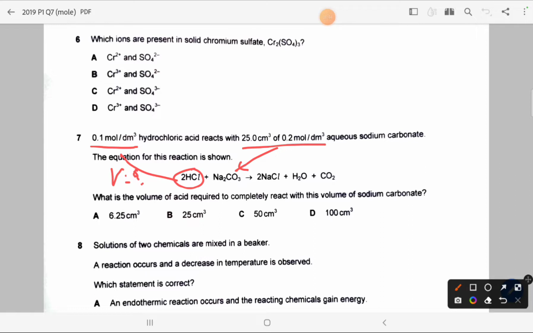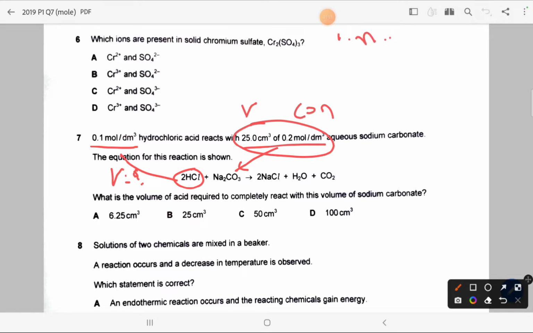So always write down the information given at the top of the chemical equation. Then the first step would be to find out the mole from the information given to you. This is the information given to you, 25 cm cube, 0.2 mole per dm cube. Whenever you are given a volume and a concentration of a solution, always multiply the two numbers to get the number of mole.